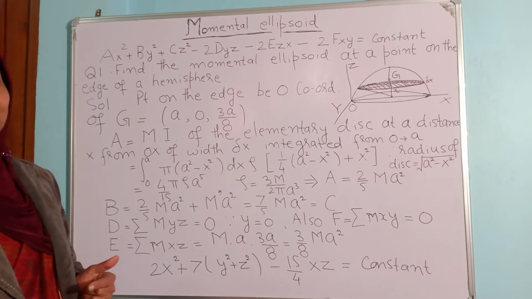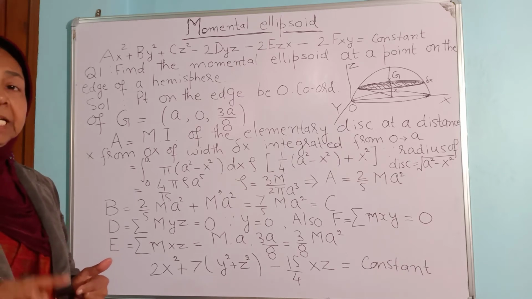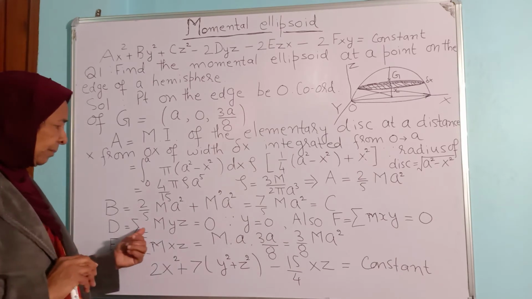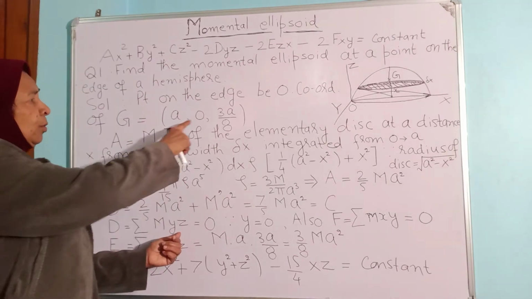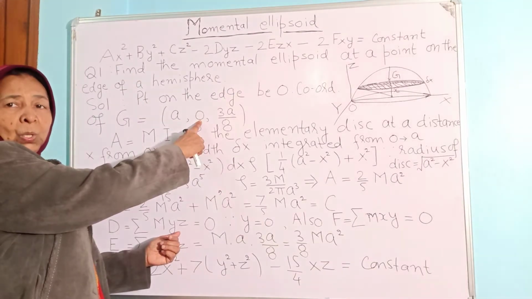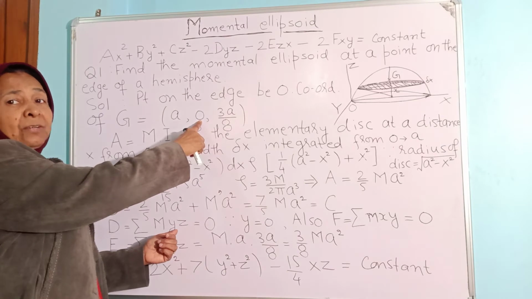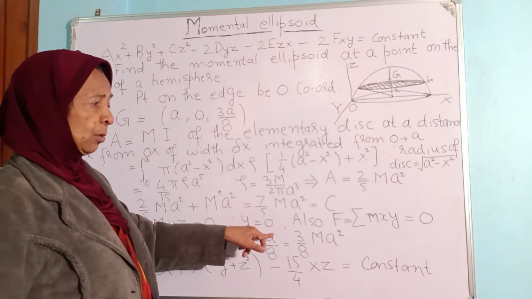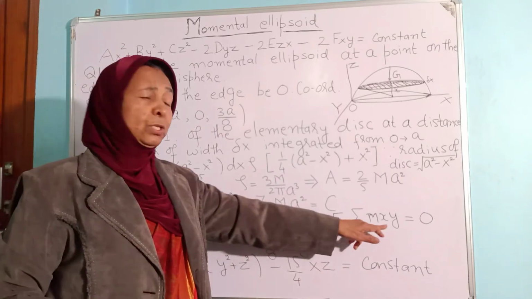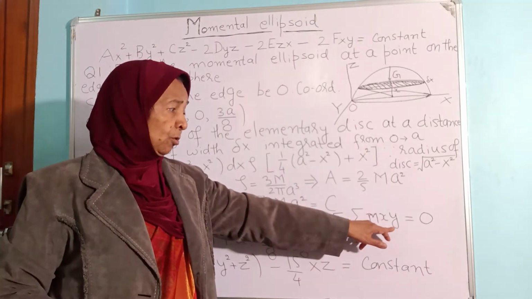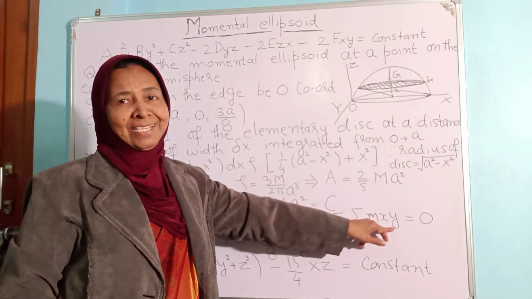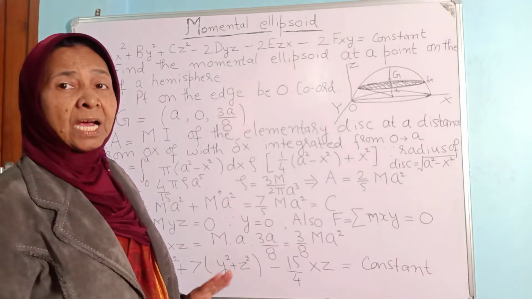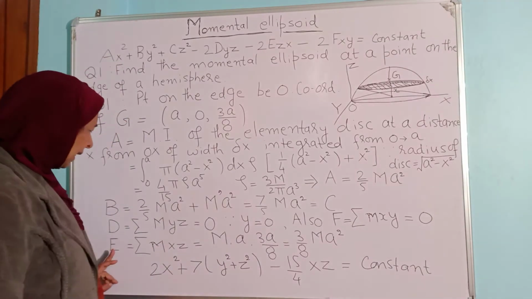What next? We have to find the value of D, E and F. Now the value of D is summation MYZ. Now you know y coordinate is 0. So what will happen to it? It will become 0. So this is 0 because y is 0. Also F is also 0. Why? Because it also contains y and y is 0. Okay. So the only term which I will get will be E.